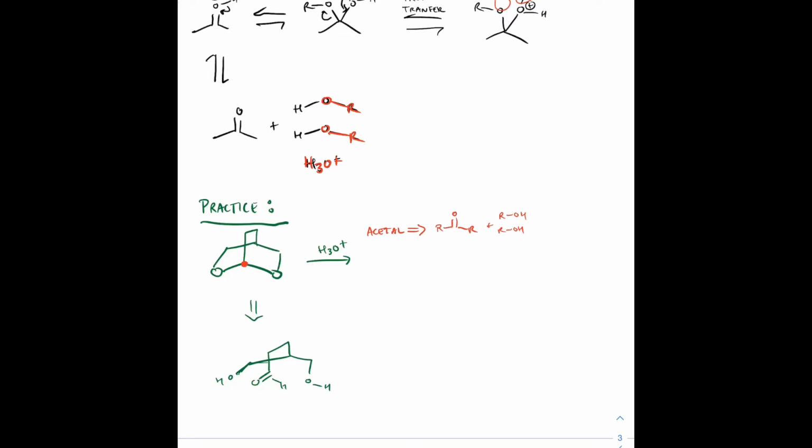And so since that red carbon only has one carbon bound to it as well as two oxygens and a hydrogen, since there's only a hydrogen and a carbon on it, that means that it's going to be an aldehyde. So that's why I've drawn an aldehyde here. And those adjacent oxygens now are going to be alcohols. Okay.